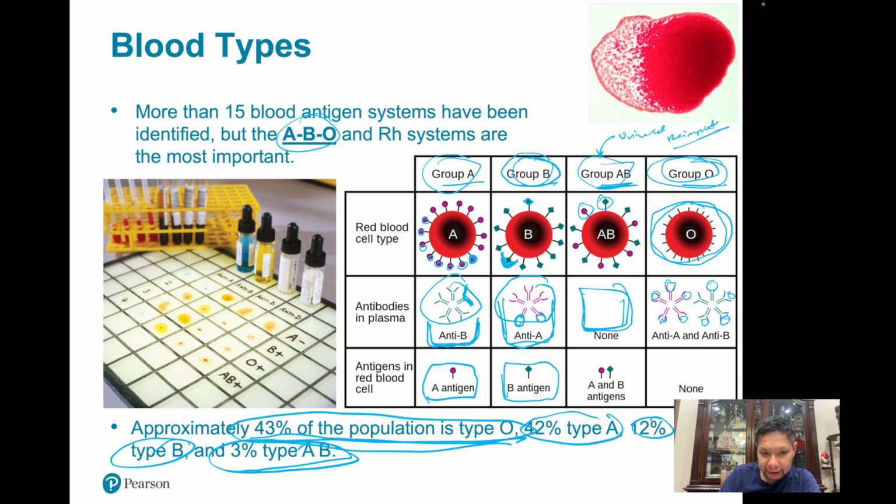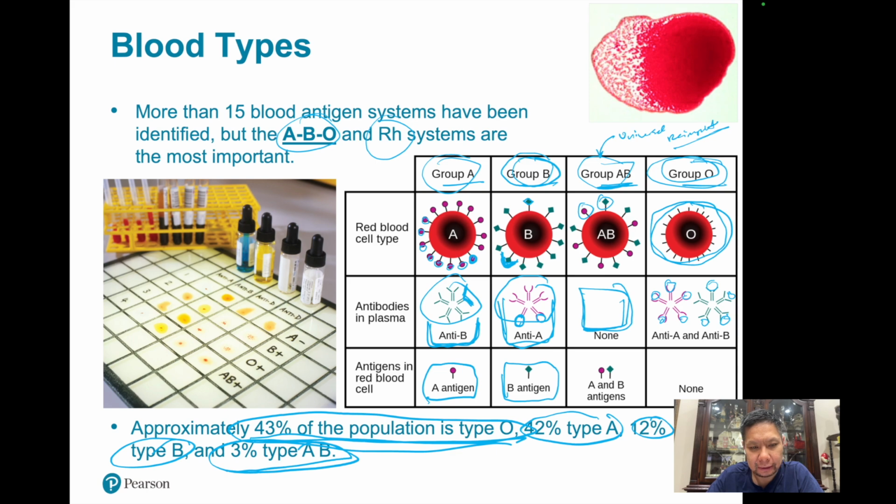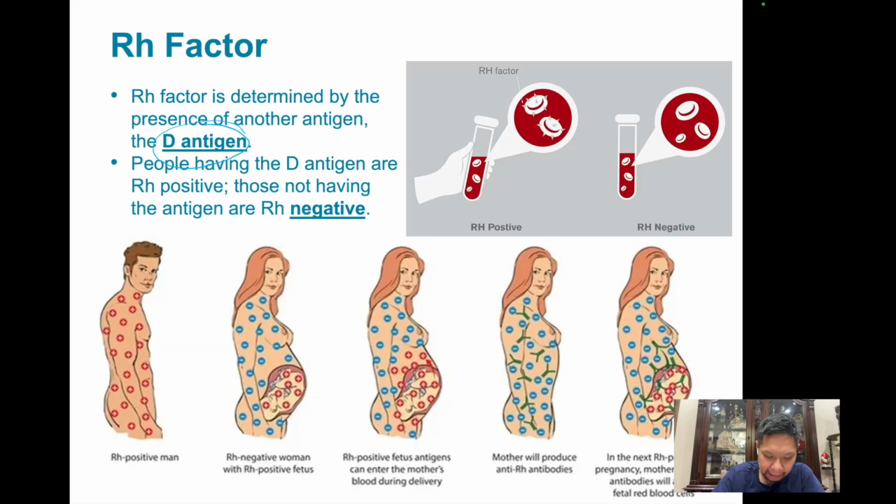There's also another blood type system, the Rh system, and we'll talk about it next. It has to do with the Rh factor, and the Rh factor has to do with this thing called the D antigen. You know how over here we had the A antigen and the B antigen, but now we have another antigen called the D antigen, and it's most worrisome, concerning when it comes to getting pregnant.